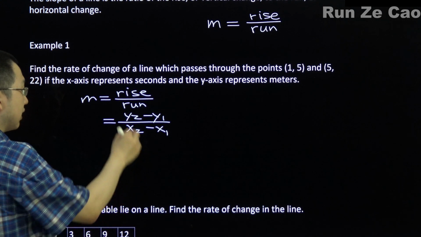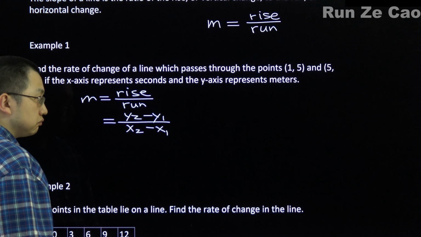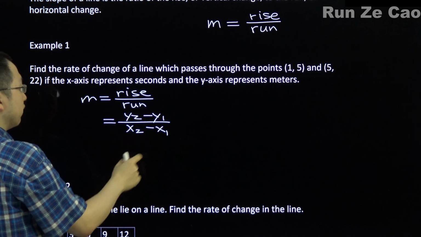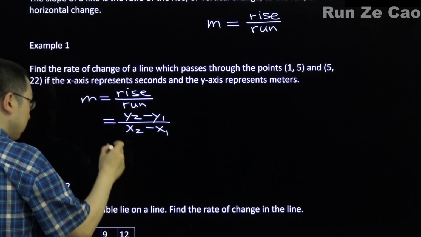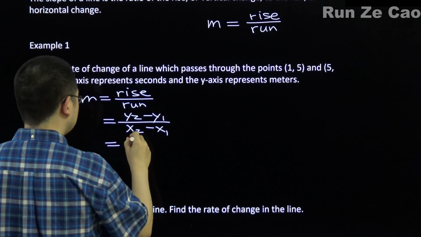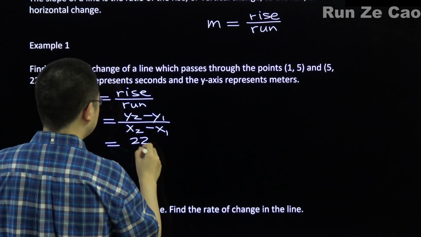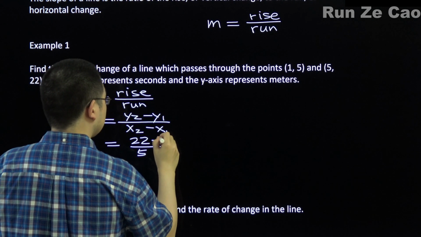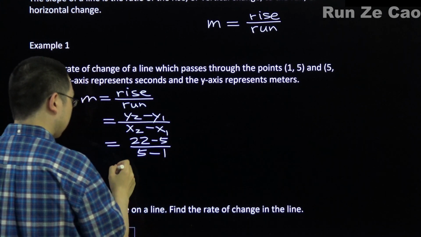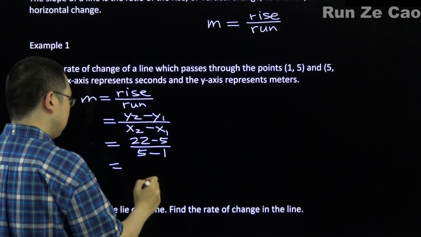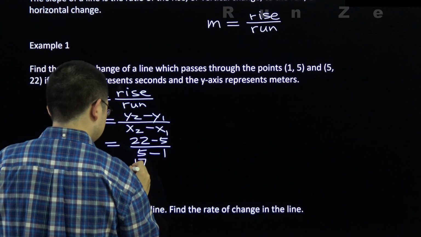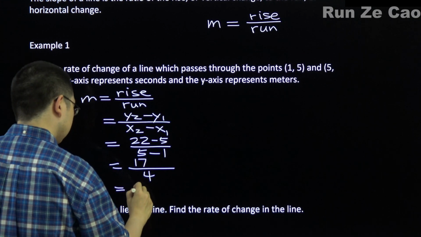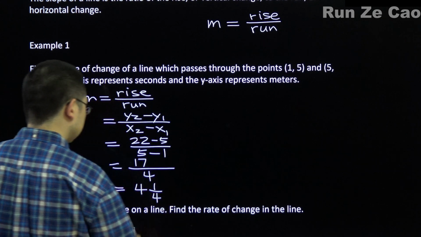Because if you subtract and you get negative divided by negative, it's still positive at the end. Or if you get negative over positive instead of positive over negative, still negative at the end. So, y2, let's just give it in the order that it came in. 22 and 5. And the other one, y1, that's minus 5 and minus 1 for minus x1. So that's equal to 17 over 4. So 4 and 1/4.